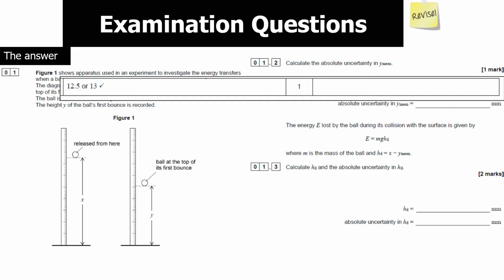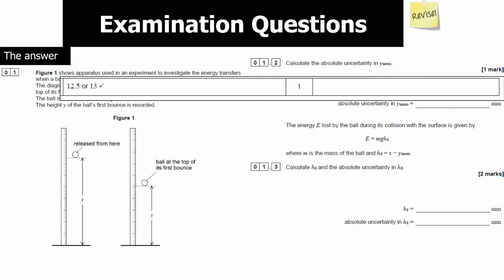Now this next point is asking you to work out hd and the absolute uncertainty in hd. Well, from the previous question, you know your absolute uncertainty in y, and you know the value of y, which you've worked out previously, and at that point you can work out hd by doing x minus this value.